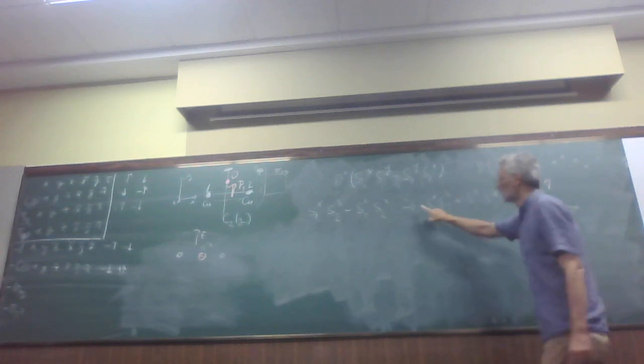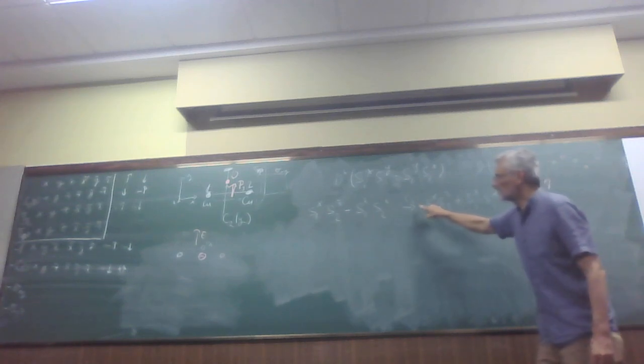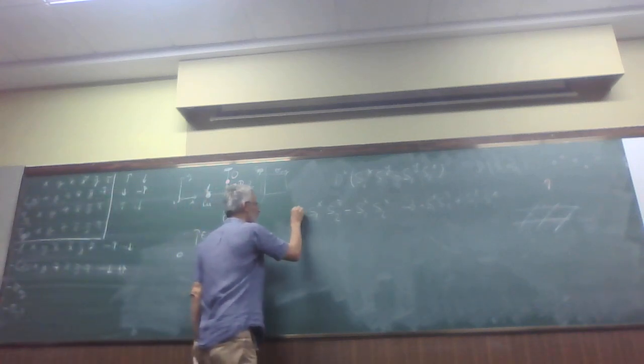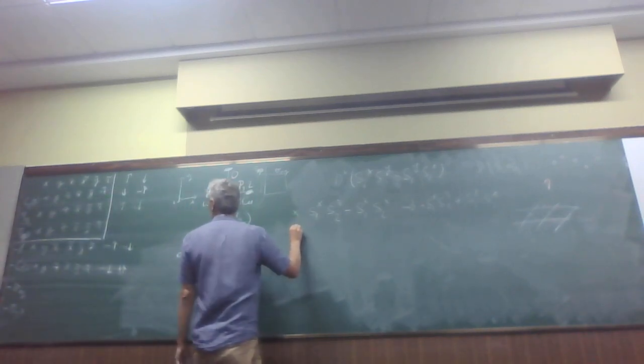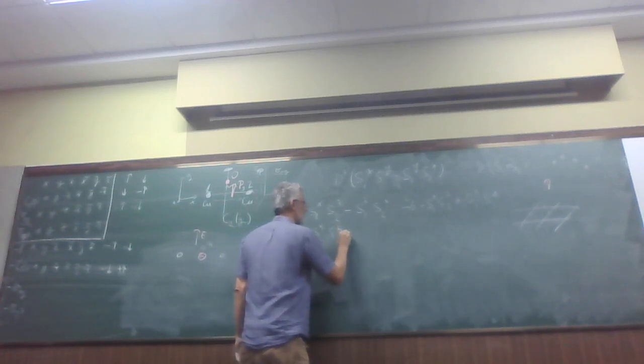So it got a sign change. So this is not invariant. But if we look here, the X and Z, they also get a sign change. So if I multiply this thing with X, or if I multiply this by Z, then this thing will be invariant.